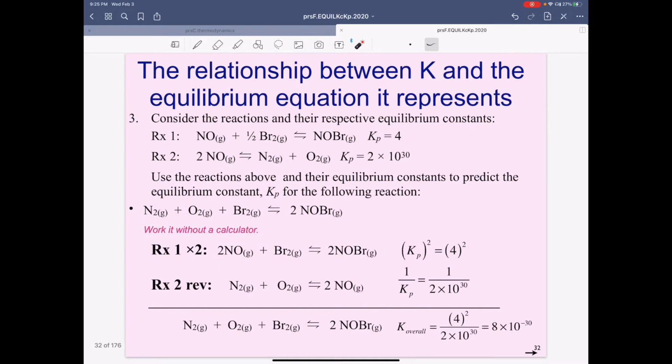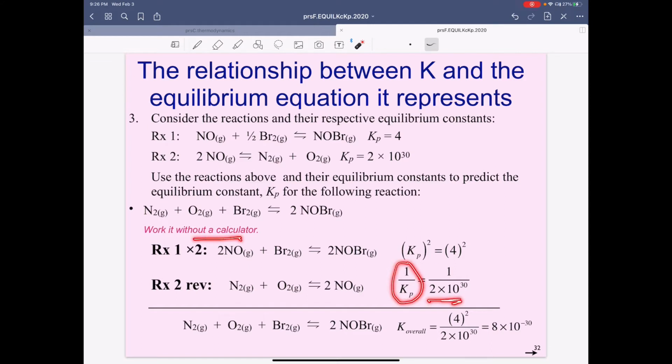You can see that in order to build this reaction at the bottom, we need to multiply the top reaction times 2 so that we can end up with 2 NOBr. That will mean that we'll square the equilibrium constant. You can see that the second reaction needs to be reversed so that the N2 and O2 will end up on the left-hand side and be part of our reactants. And so that means that we will inverse the equilibrium constant.